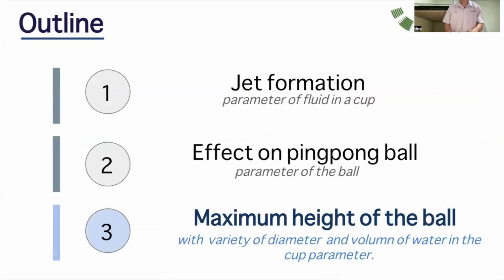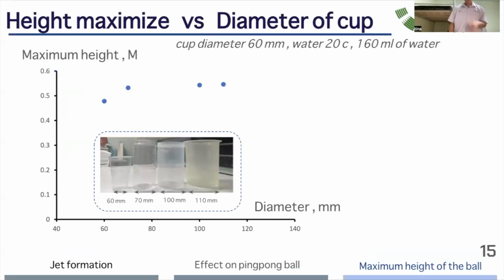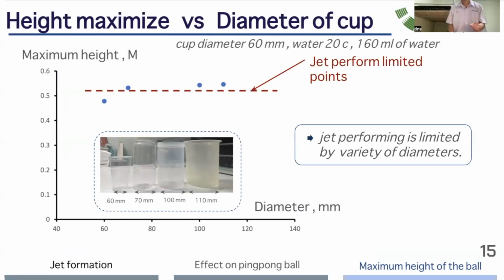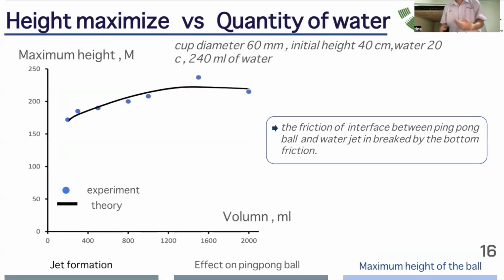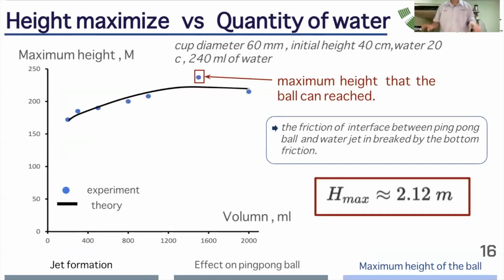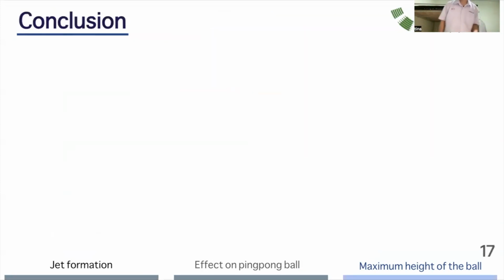And finally, we investigate the maximum height of the ball with the parameters of diameter and volume of water in the cup. Firstly, the maximum height versus the diameter of the cup. As you can see, when the diameter becomes larger, the maximum height is limited at some point. We call this the jet performing limit point. As you can see from this model, the friction of interaction between the ping-pong ball and the water jet is broken by bottom friction, and we can answer our problem statement from this value.